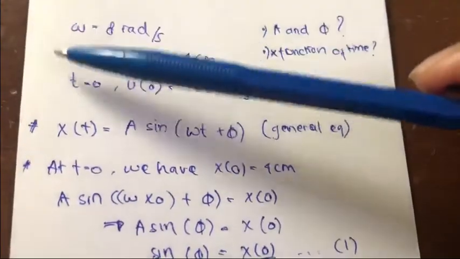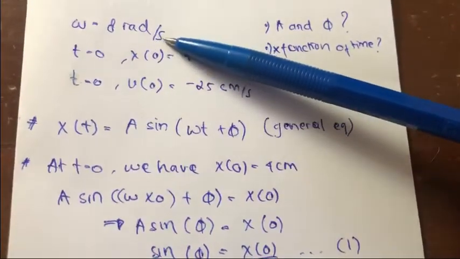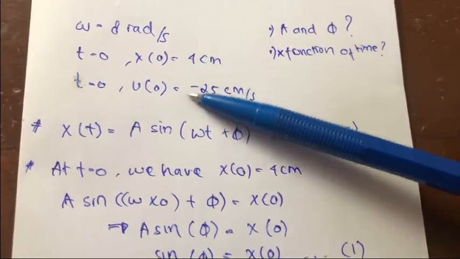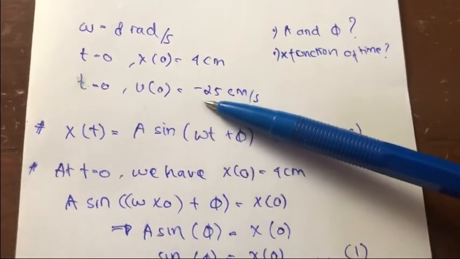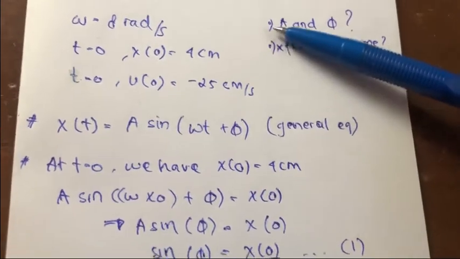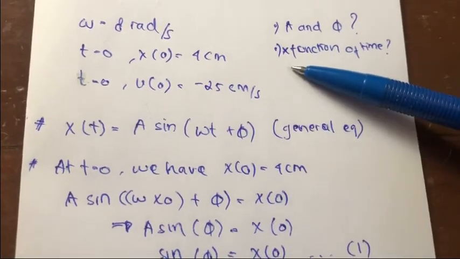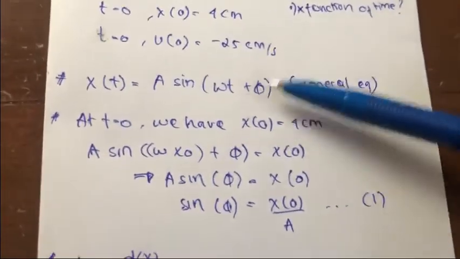Number 2, the angular velocity is 8 radian per second, and when the time is 0, the position is 4 and the velocity is minus 25 centimeter per second. The question is the amplitude and the phase. For the second question, x as a function of time.